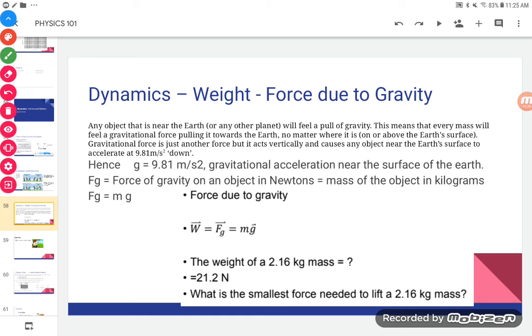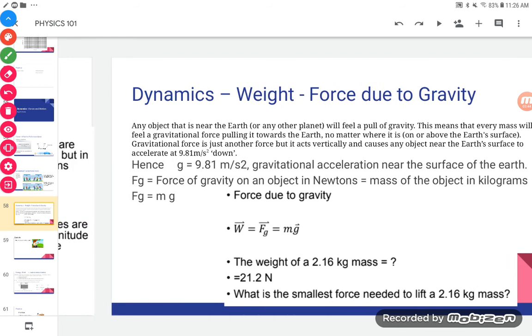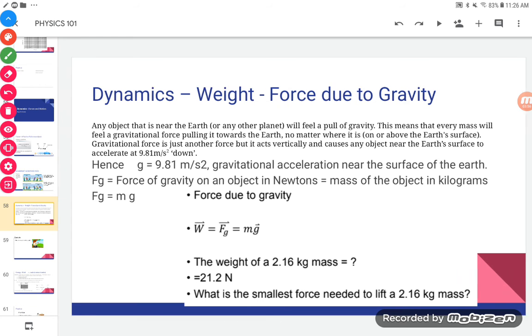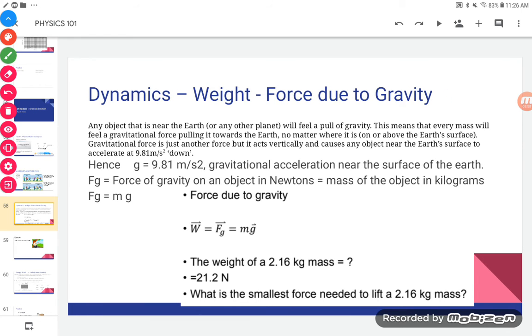Gravitational force is just another force, but it acts vertically, so straight in towards the core. It causes any objects near Earth's surface to accelerate, like we talked about before, at 9.81 meters per second squared. Hence, gravity is 9.81 meters per second squared, gravitational acceleration near the surface. Fg is the force of gravity on an object in newtons. It equals the mass of the object in kilograms.